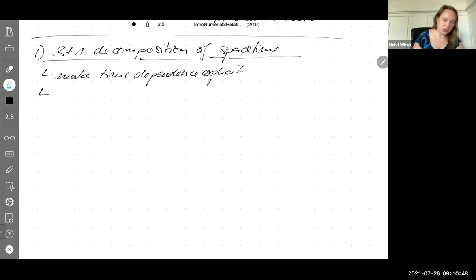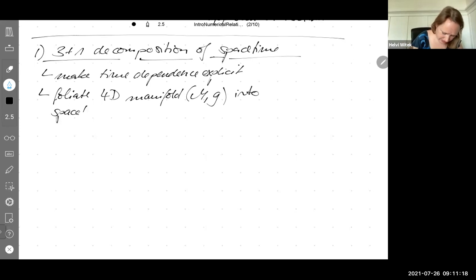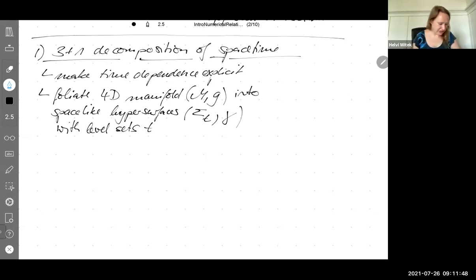And we therefore foliate our four-dimensional space-time into space-like hypersurfaces that are then labeled by a time parameter. So foliate our four-dimensional space-time manifold, let me call that curly M with some metric little g, into space-like hypersurfaces. Let me call them sigma with some level parameter t, which will become the time parameter, and a metric on these hypersurfaces that we typically call gamma, with some level sets. Okay. Good. So if I illustrate that, we will have the following.